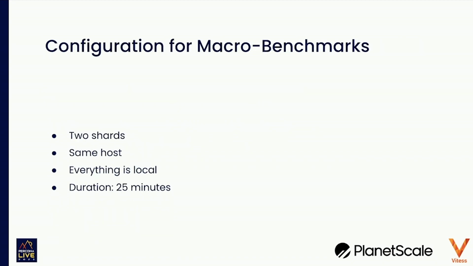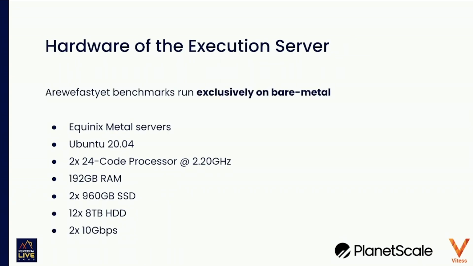And here's how we configure a macro benchmark. We have 2 shards, so we want to make sure that it's a sharded cluster so we can test as many queries as possible. Everything is on the same host, so everything is on the same execution server, and everything is local. So it's a sharded cluster, but everything is local, basically. The approximate duration is about 25 minutes. And here are the specs for the execution server. It never changes. It's very big. It's perfect for us. It has a lot of memory. It has like 48 cores.